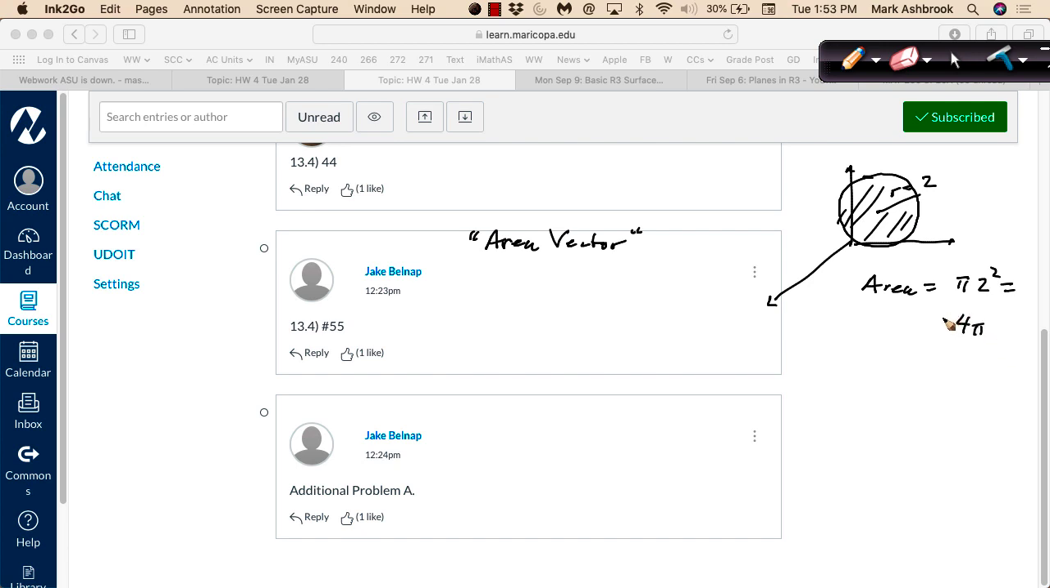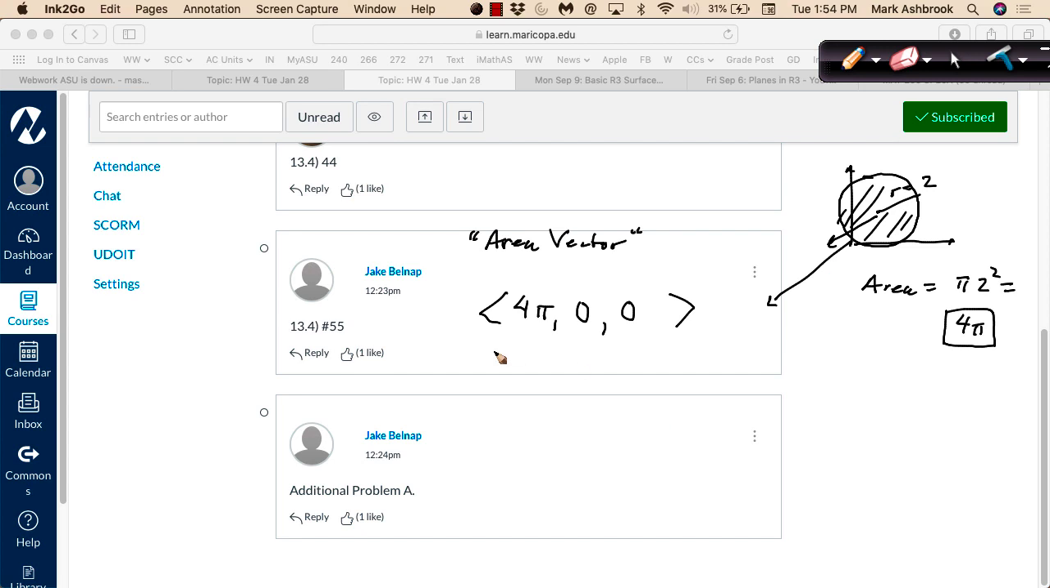So if we want a vector that has that magnitude, and they told us that the direction was the positive x direction, therefore the vector is 4 pi, 0, 0. That's the area vector for this circle with orientation in the positive x direction, because its area is the magnitude of the vector and its direction is orthogonal to the region according to what they specified. They could have said the direction is in the negative x direction, and then the area vector would have been negative 4 pi, 0, 0, pointing in.